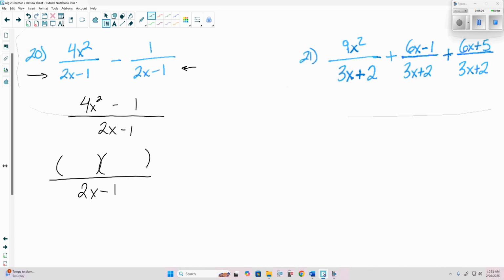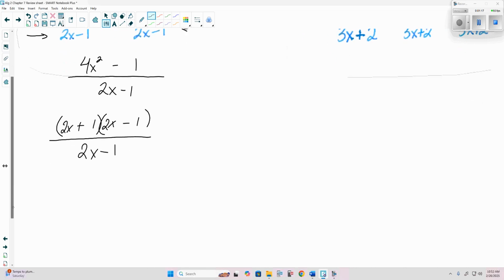Specifically, it is a difference of perfect squares. Because 4x squared can be written as 2x and 2x, and then we have 1 and 1. Which does give us something in common on top and bottom. The 2x minus 1 and 2x minus 1 will cancel, leaving us with 2x plus 1. And that's it.